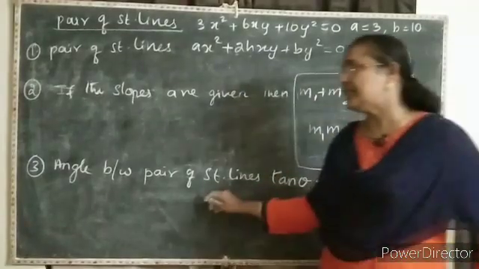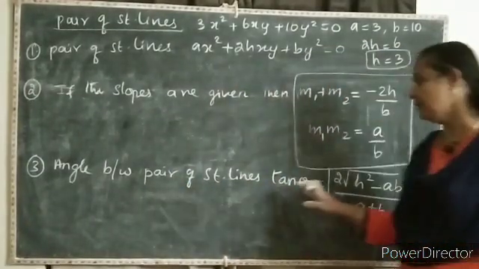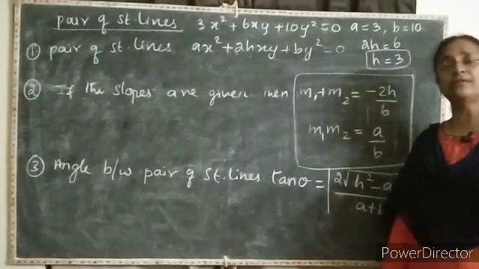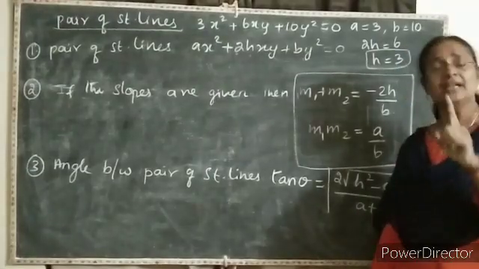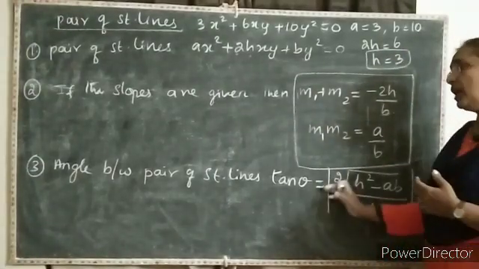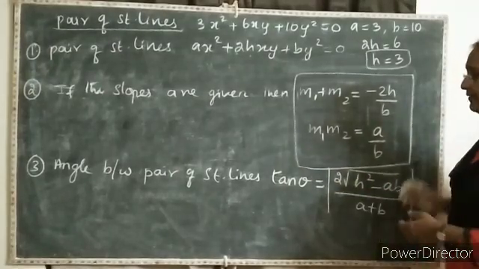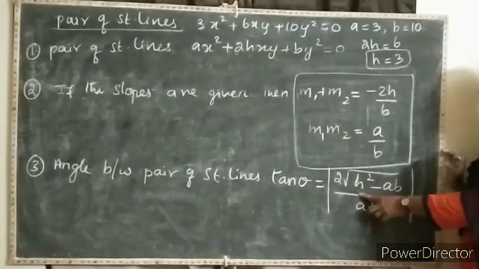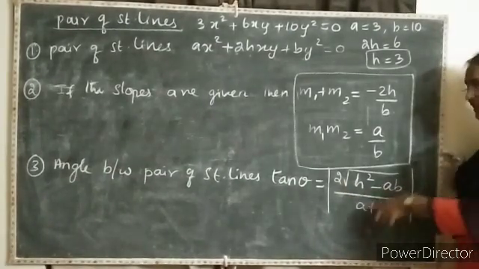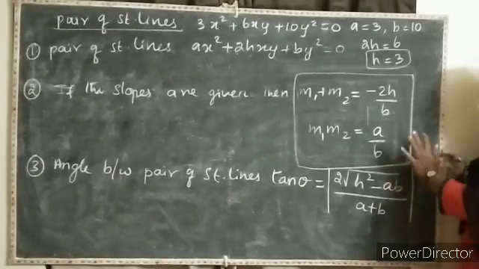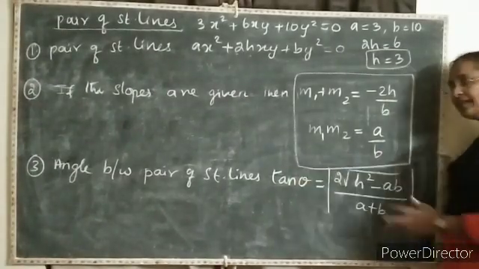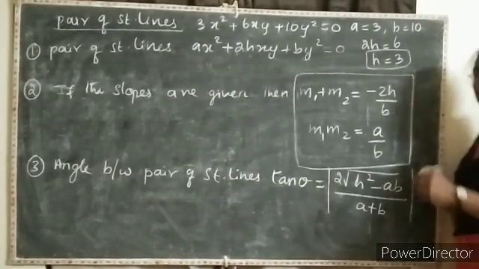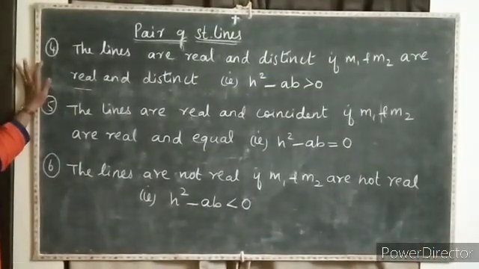Now the third one is finding the angle between a pair of straight lines. In the previous exercise we found the formula to find the angle between the straight line and the axis. Now the angle between the pair of straight lines is given by tan theta equal to modulus of 2 into square root of h squared minus ab divided by a plus b. The modulus stands for the angle between the pair of straight lines. Please learn these formulas in order to do the problems. Now let's continue with the next point.